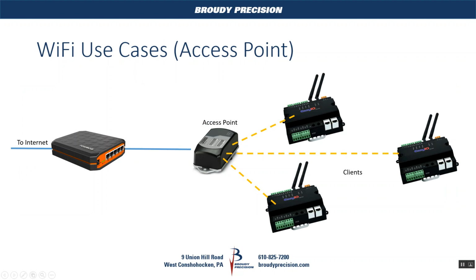So, some Wi-Fi use cases. This is your typical use case, where you've got a router and you've got an access point connected to that router, and you've got a bunch of clients out in the field that are connecting to that access point. That's a typical regular Wi-Fi use case that you would see, with your phone or with EasyIO FW controllers in this case.